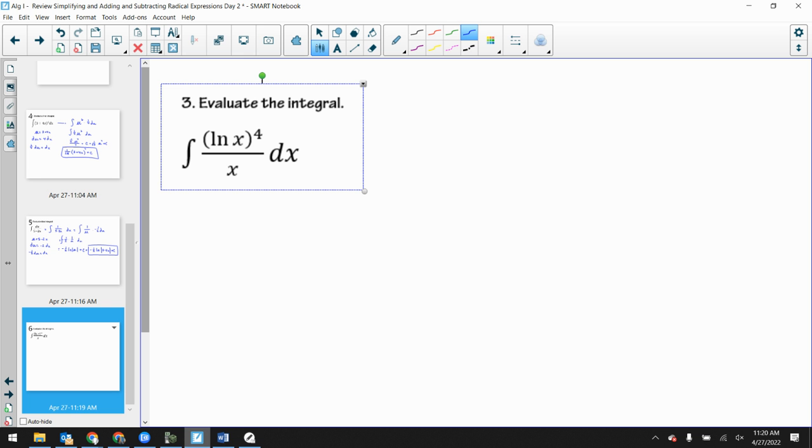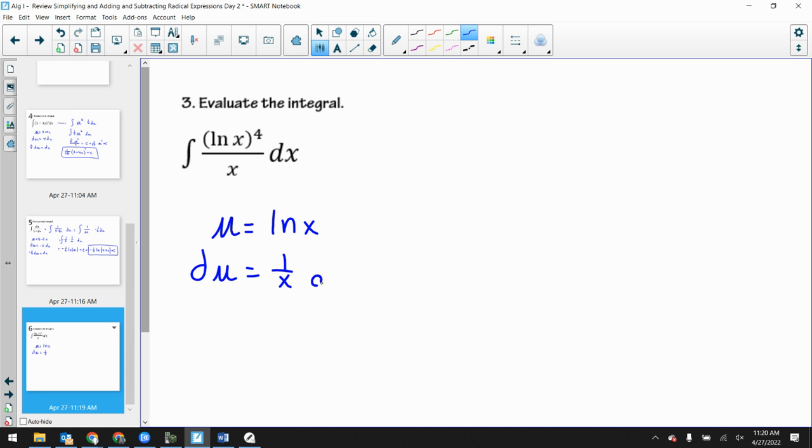But whatever. Evaluate the integral ln of x to the 4th over x dx. All right. So we've got u is what? ln of x. Okay, so du is 1 over x dx, because the derivative of ln of x is 1 over x.